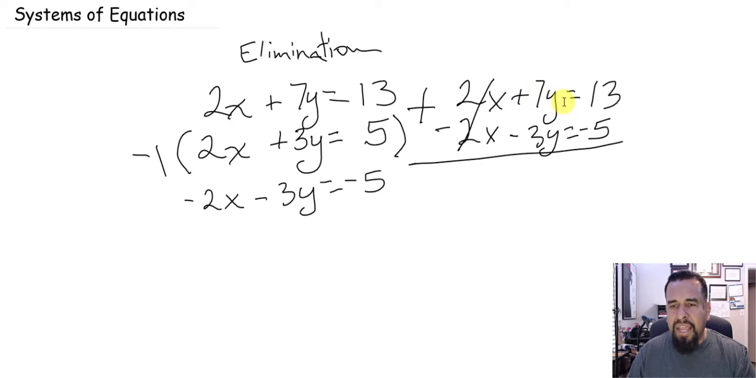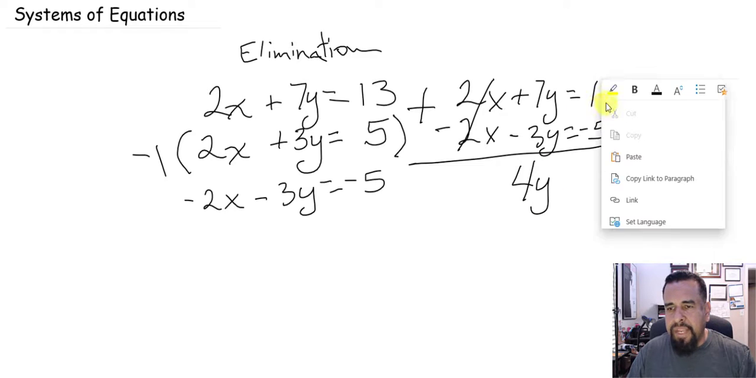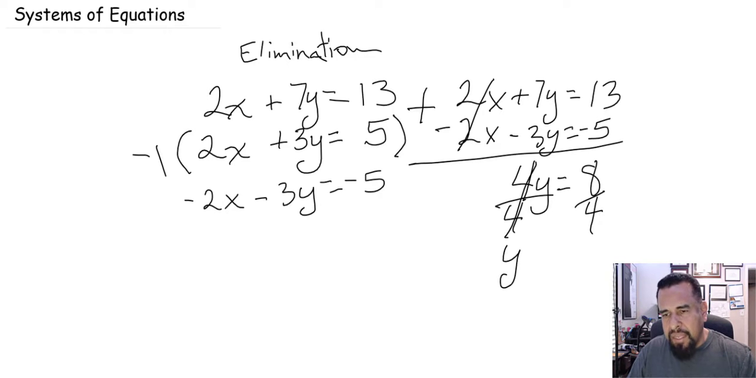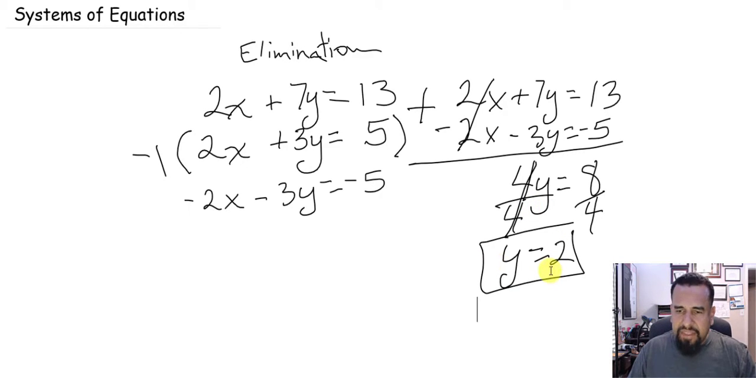Now, right here, I have 7y plus a -3y, which is going to give me a positive 4y. And then here I have simply 13 plus -5. So 13 plus negative 5, that's going to equal, I can't add, 8, right? And so, yeah, it's a positive 8. So I have 4y equals 8. Now, simple. Divide both sides by 4. And I get y equals 2. So my value of y is 2 because I eliminated the x.